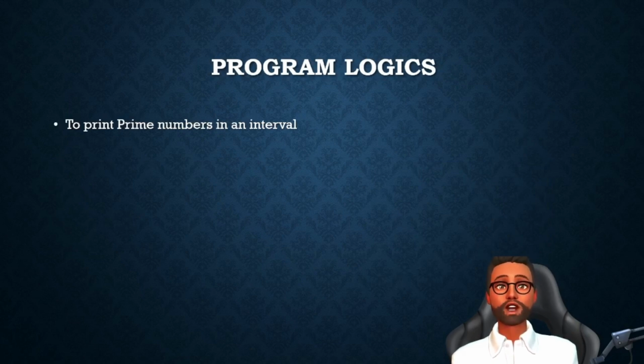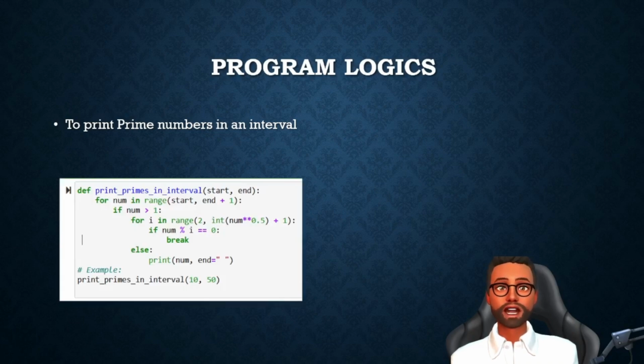Logic to print all prime numbers in an interval. To determine prime numbers in a given interval, e.g., between start and end, follow these steps. A prime number is greater than 1 and divisible only by 1 and itself. Use a nested loop. The outer loop iterates through numbers in the interval. For each number, an inner loop checks divisors from 2 to the square root of the number. If no divisor exists, the number is prime.